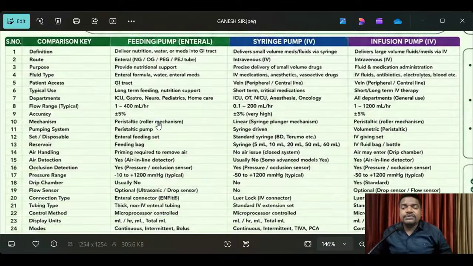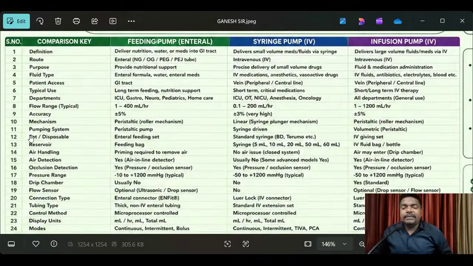When you compare the mechanisms, the feeding pump and infusion pump are mostly the same. Only the syringe pump varies, with linear drive motion, because in the feeding pump and the infusion pump we are not using a syringe. Only the syringe pump uses a syringe. I hope you got it very clear. Now see here, 10th point completed.